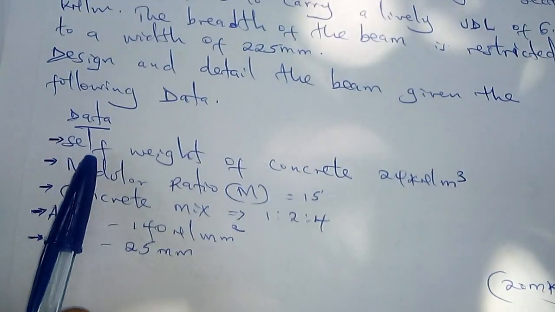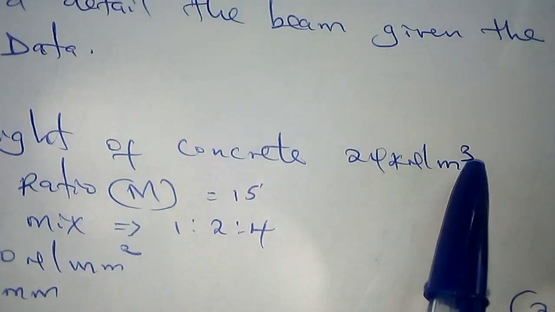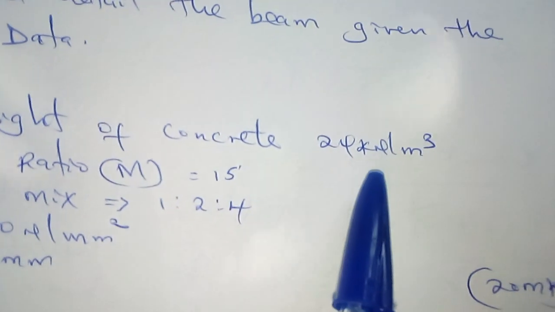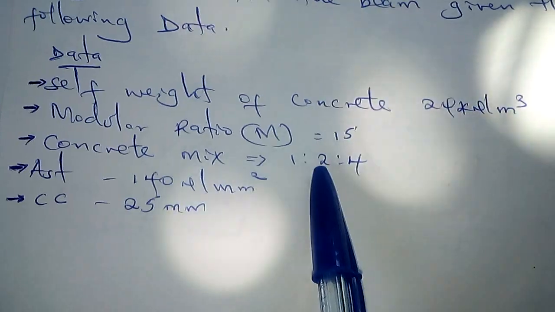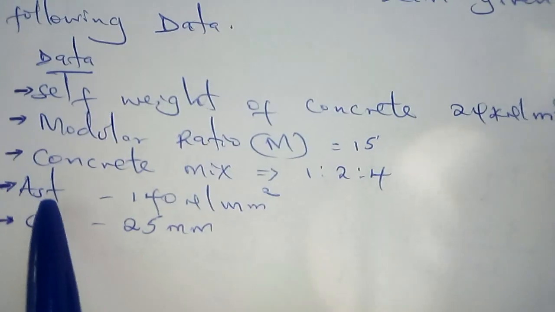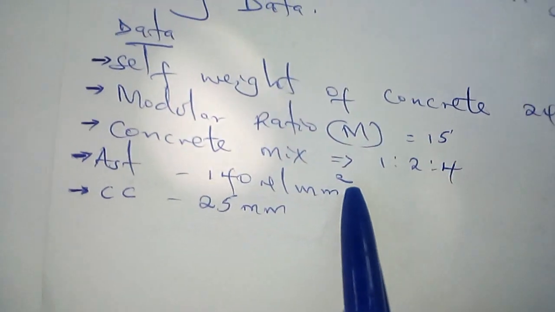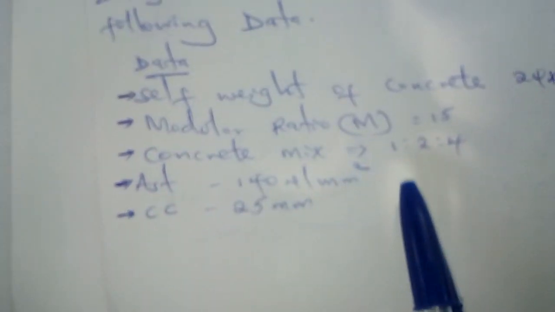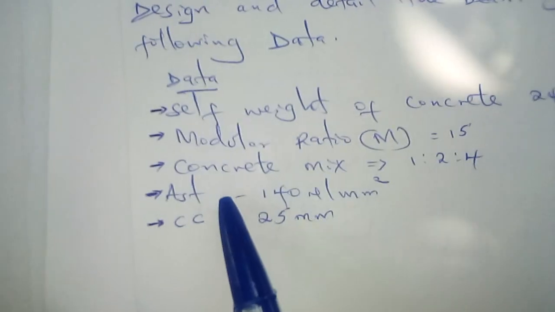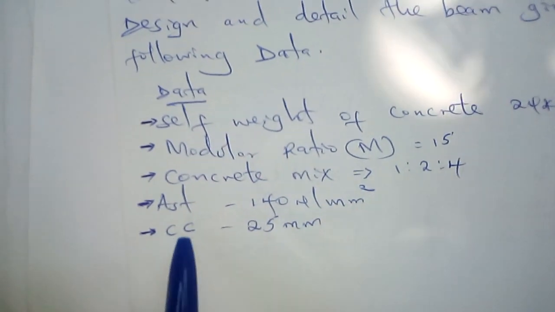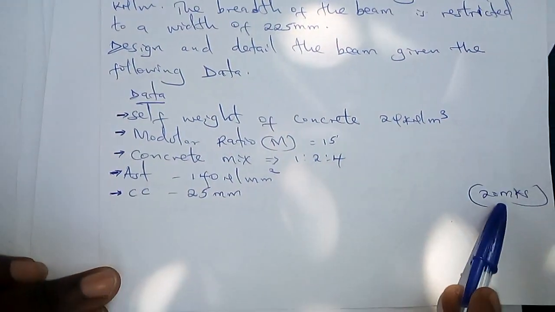We have data. Given the data, self weight of the concrete is 24 kilonewton per meter cubic. That is the density of concrete. Modular ratio m is 15. Concrete mix 1 to 2 to 4. Permissible stress in steel is 140 Newton per millimeter square. Concrete cover is 25 millimeters, and it is 20 marks.